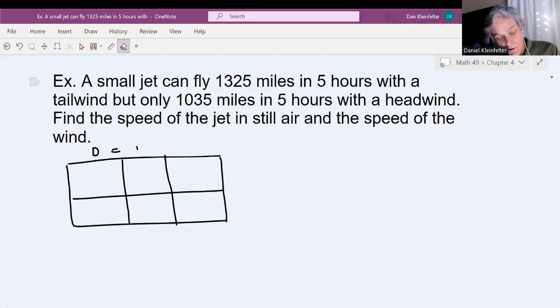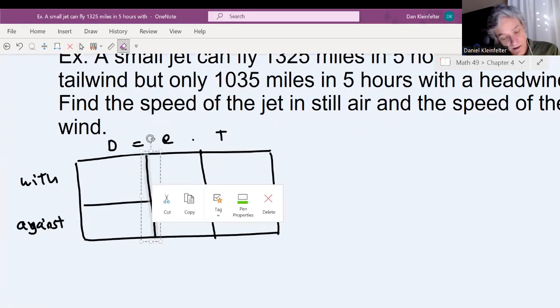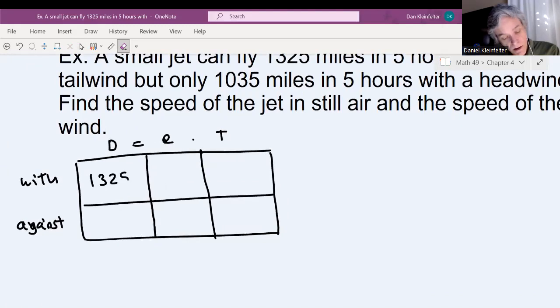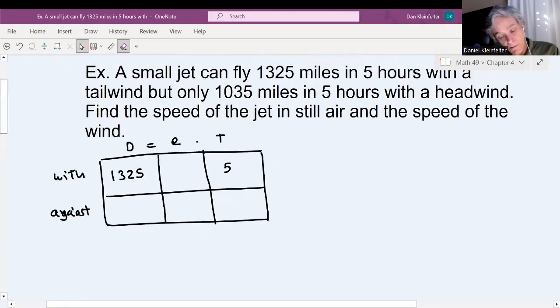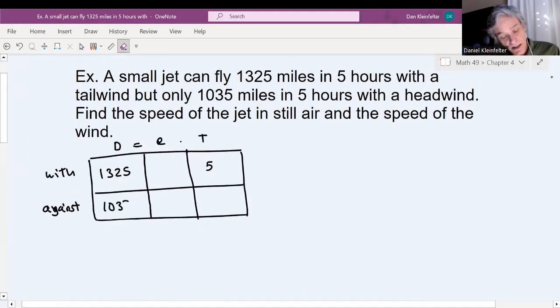Okay, once again, I'm going to organize the information in a table. The columns are going to be distance, rate, and time. And then the rows are when the plane is going with the wind and when it's going against the wind. Okay, so the jet flies 1,325 miles in 5 hours with the wind, and 1,035 miles in 5 hours with a headwind. The headwind would be blowing like in its face. Tailwind would be blowing from the back, from the tail.